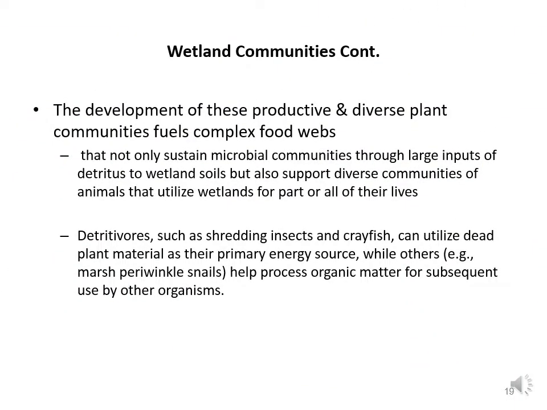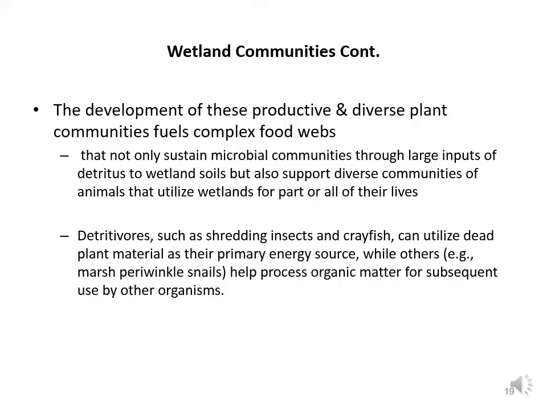The development of these productive and diverse plant communities fuels what we call very complex food webs. We know from our previous classes what a food chain is. A food chain, for example, you can have vegetation down as grass, and then we have a grasshopper feeding on the grass, and then we have maybe a bird species feeding on the grasshopper, and the circle goes on like that. So with wetlands, the food webs, it's an interconnectedness of these activities in an ecosystem that is so complicated.